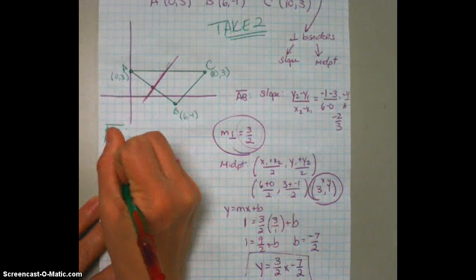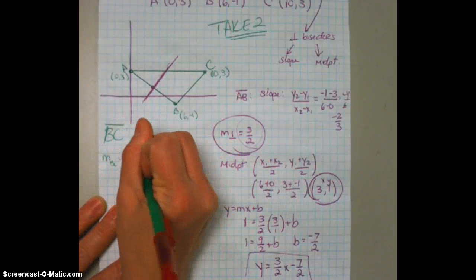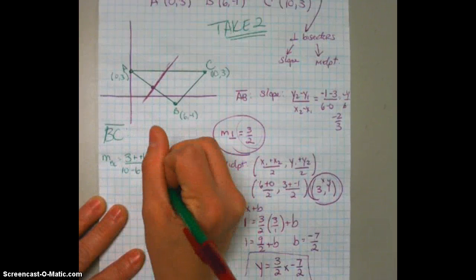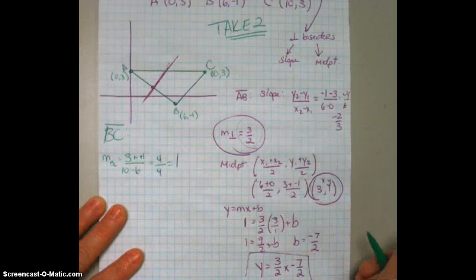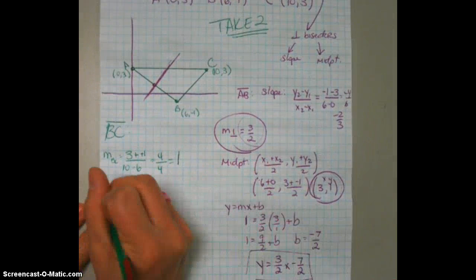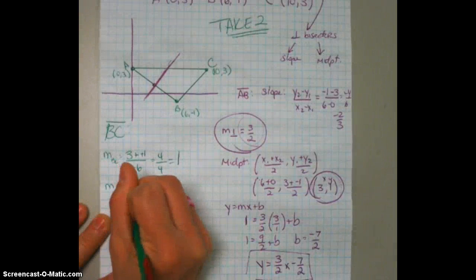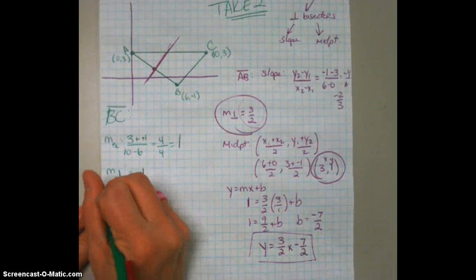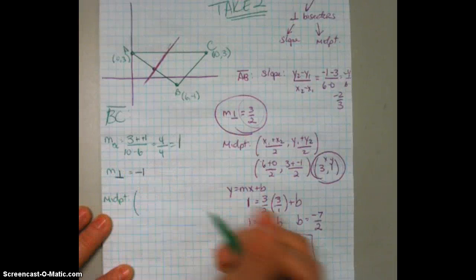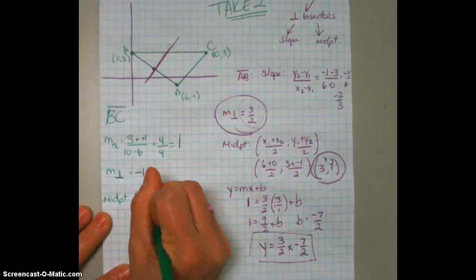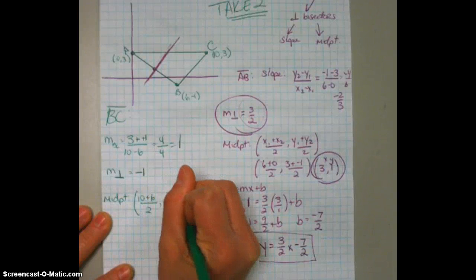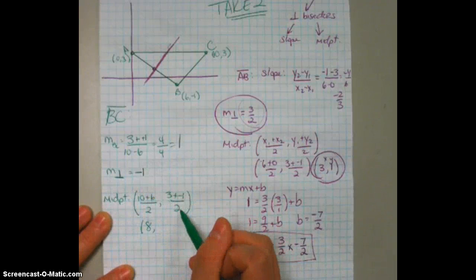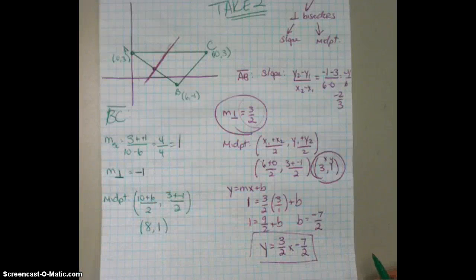So the slope of BC, y2 minus y1, so 3 minus -1, which is positive, and then 10 minus 6. So we get 4 over 4, which equals 1. So the perpendicular slope, which is the slope of the perpendicular line, is going to be -1. That's the opposite reciprocal of +1. Now we need to do the midpoint of BC. So the midpoint is x1 plus x2 over 2, y1 plus y2 over 2. So that's 16 over 2, which is 8. 2 over 2, which is 1. So the midpoint is at 8, 1.